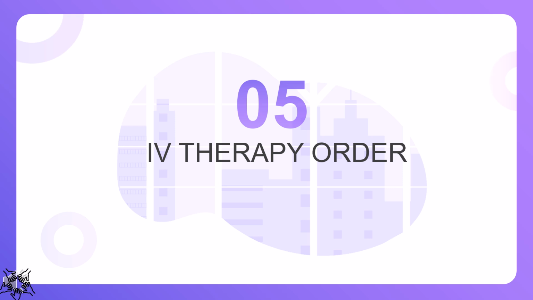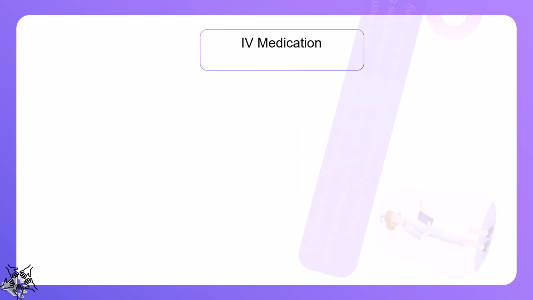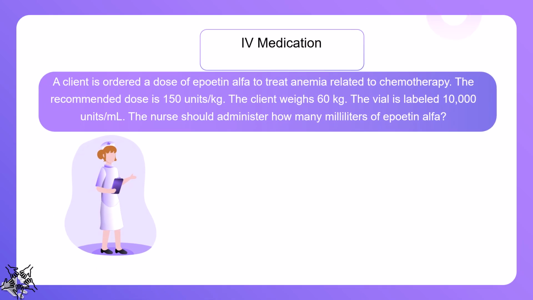Fifth scenario. A client is ordered a dose of epoetin alfa to treat anemia related to chemotherapy. The recommended dose is 150 units per kilogram. The client weighs 60 kilograms. The vial is labeled 10,000 units per milliliter. The nurse should administer how many milliliters of epoetin alfa?